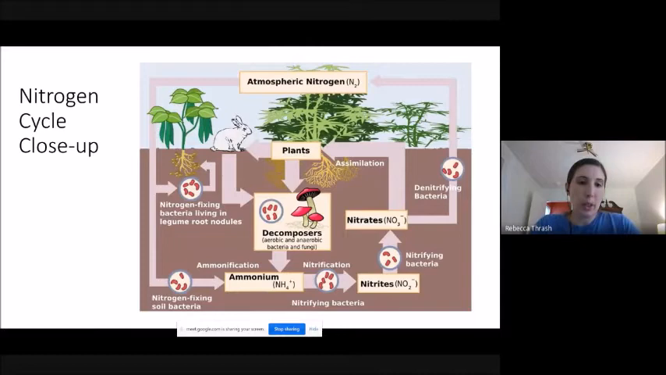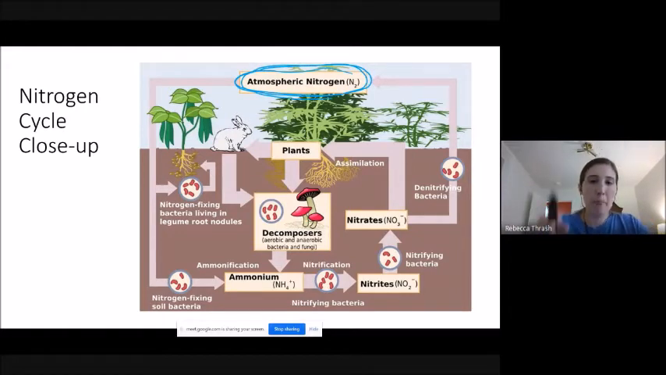So I want to take a close-up look at the nitrogen cycle, because this is one of the biogeochemical cycles that College Board will ask questions about in detail, as far as what the metabolic processes are that convert nitrogen into different forms. So I really want to zoom in on that. Let's again start here with atmospheric nitrogen, N2.